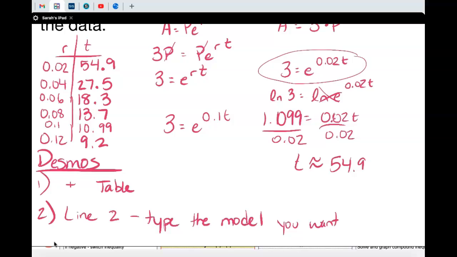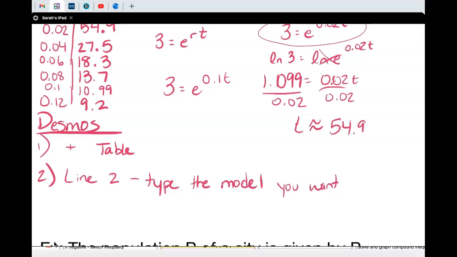Anyways, on line 2 we want to type our model. We know it's going to be exponential decay, so we have our standard format for exponential decay, which we said before was y equals a e to the negative x power plus k. Even here I probably wouldn't put in a horizontal asymptote, because the asymptote would probably just approach the x-axis.